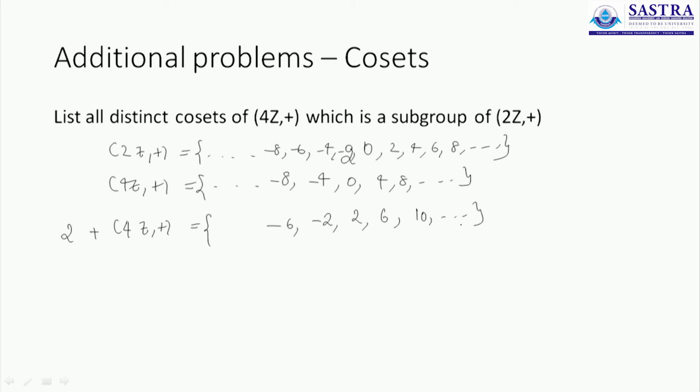Can we add any other element? Yes, we can still add 4. 4 can be added to every element in the subgroup, which means you will have minus 4, minus 2, 0, 2, 4 and so on, 4 and 8 and so on.